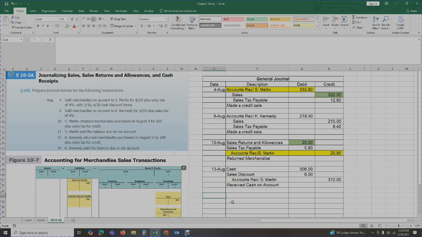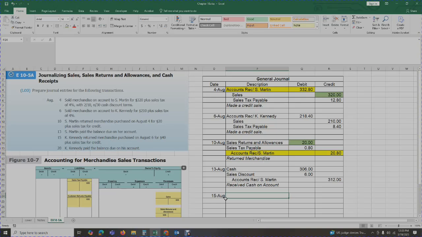So now let's move on to August the 15th, okay? August the 15th, Kennedy returned merchandise purchased on August the 6th for $40 plus the sales tax. So we have another return here. The returns are very similar. We've got the entries here, okay?